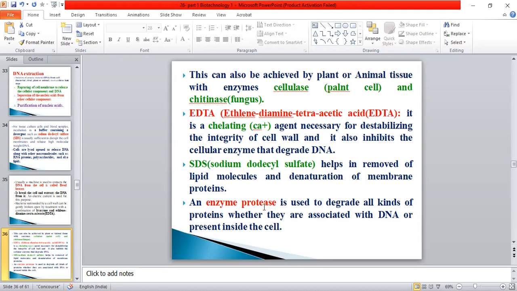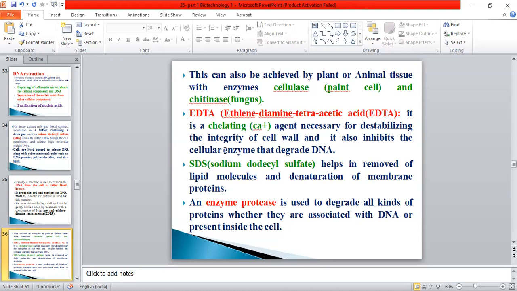Next one, the enzyme protease is used to degrade all kinds of proteins, whether they are associated with the DNA or present inside the cell. So you are all studying enzyme activity, enzymology. Some chemical substances are used for cellular breakage, and some enzymes act on their respective substrates. These are very, very important. Here we studied the cellulase enzyme and the chitinase enzyme. Ethylenediaminetetraacetic acid is also one of the chemical substances. It also acts as a calcium chelating agent in the blood clotting mechanism, but here you just note it down.